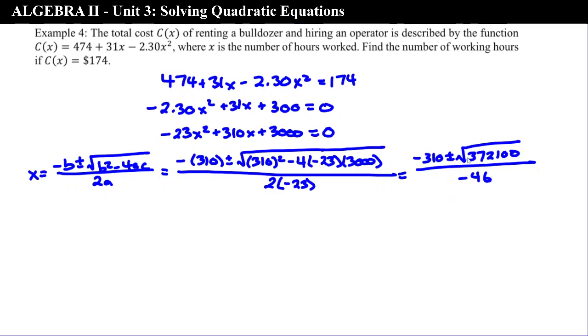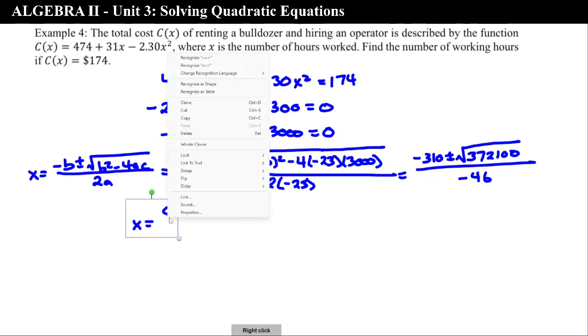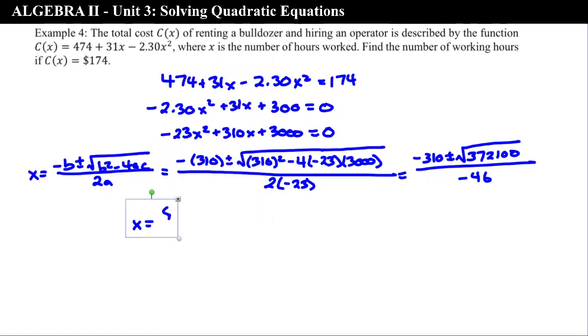Okay? I'll let you do the math on this. The square root of 372,100 actually does come out to be even. It's a perfect square. And your solutions end up being negative 150 over 23. And the other solution is 20.